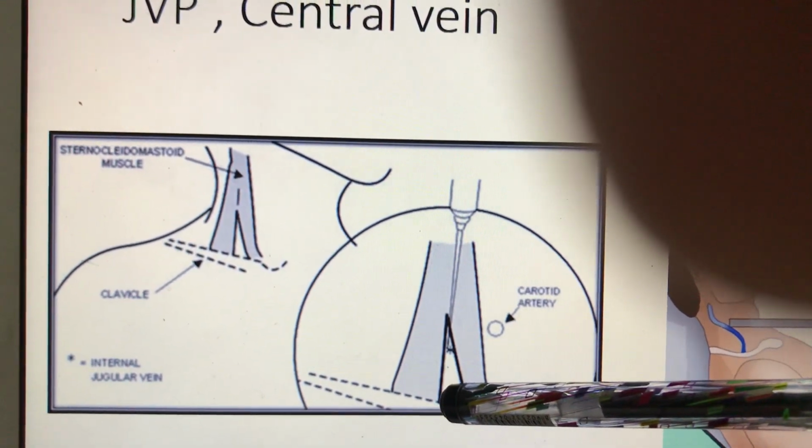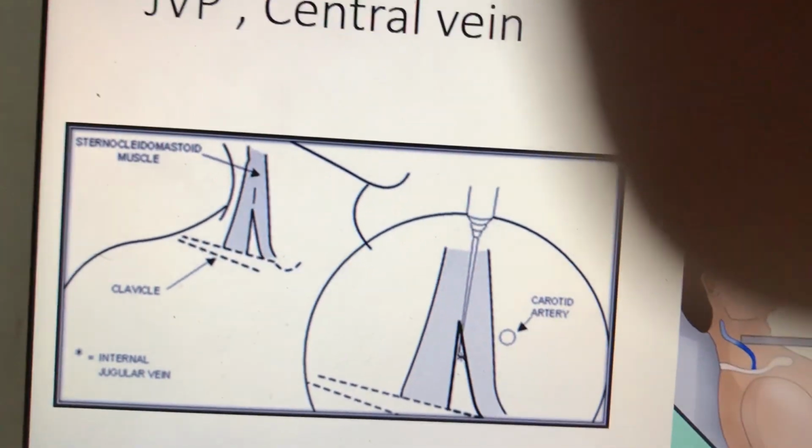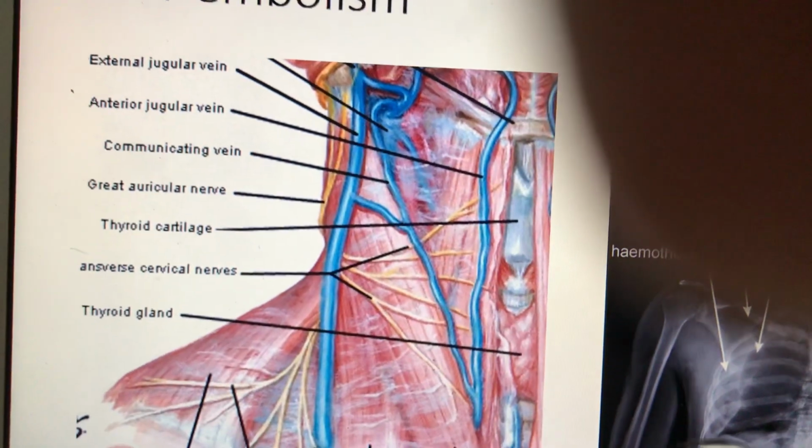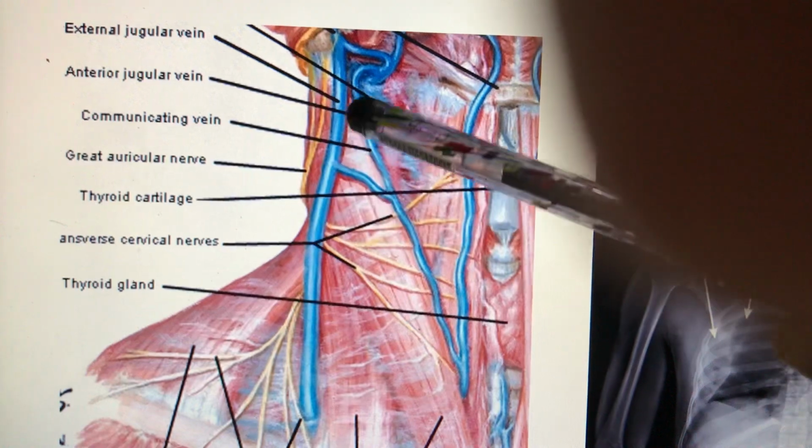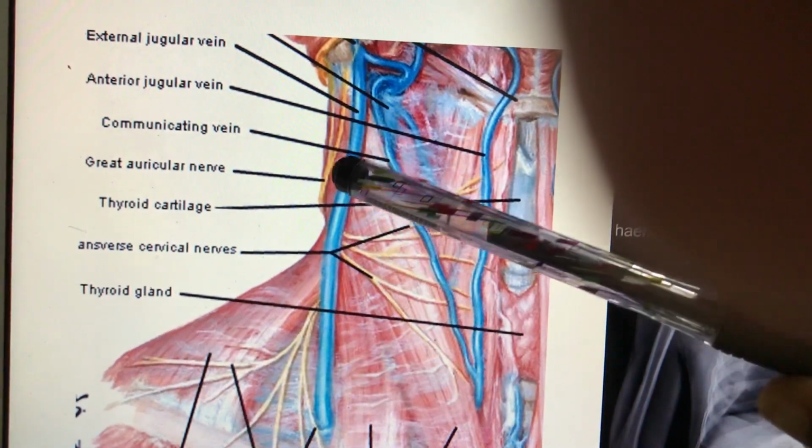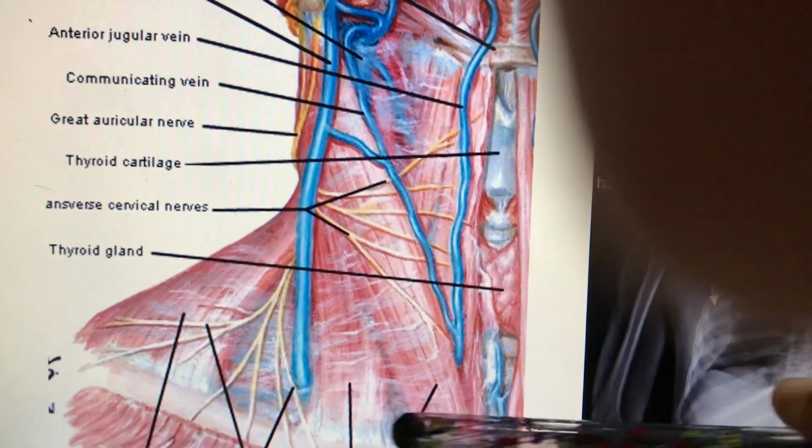This is called lesser supraclavicular triangle. And then here it is lying above, externally placed. Beneath the skin you will be having the external jugular vein, but internal jugular vein is deeply placed.